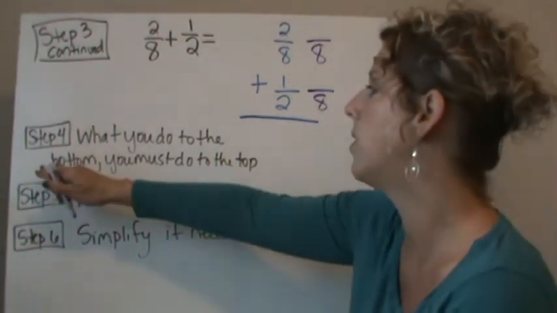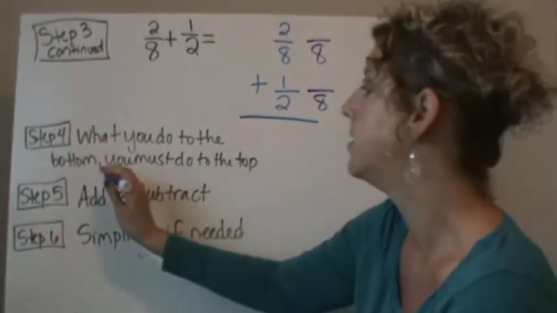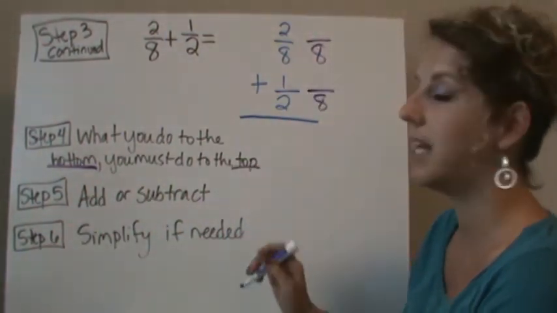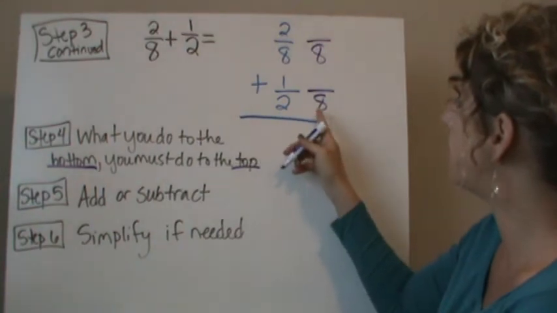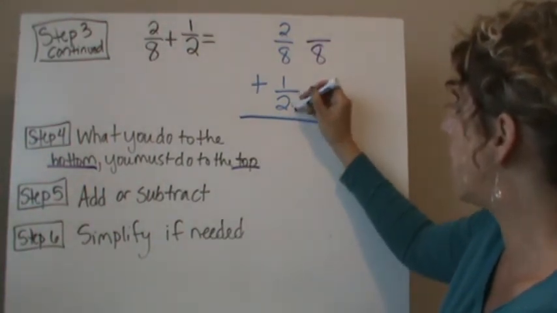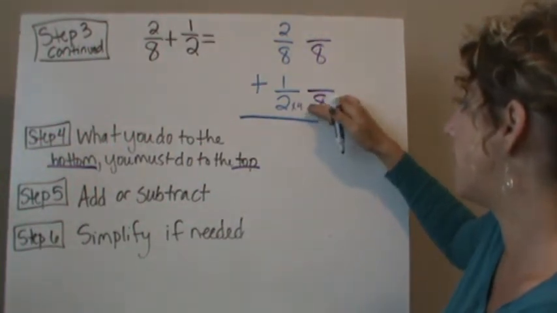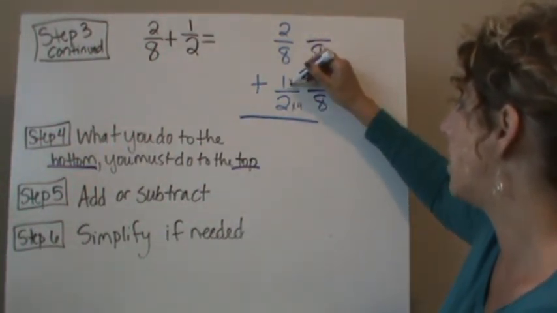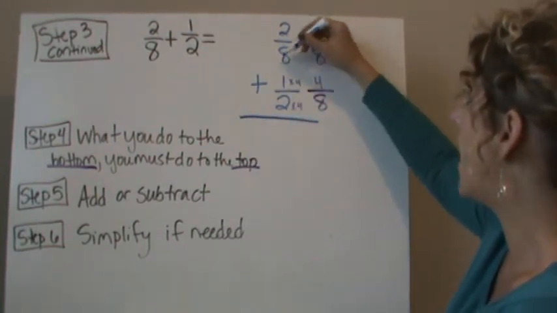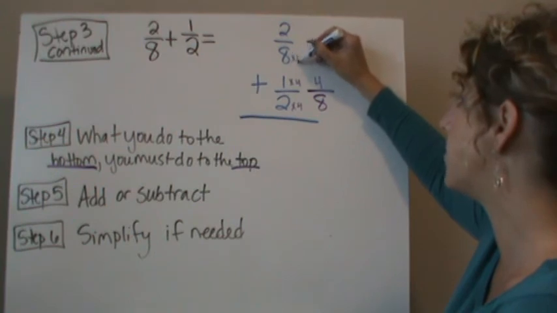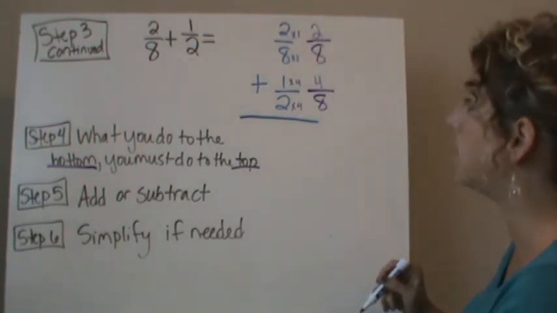So step 4, what you do to the bottom, you must do to the top. Whatever you do to the bottom, the denominator, you have to do to the top, the numerator. So how did we get from 2 to 8? Well, we know 2 times 4 is 8. So the denominator, we have to do the same to the numerator. 1 times 4 is 4. Up here, how do we get from 8 to 8? Well, it's just times 1. So we times 1 on the top. 2 times 1 is 2.